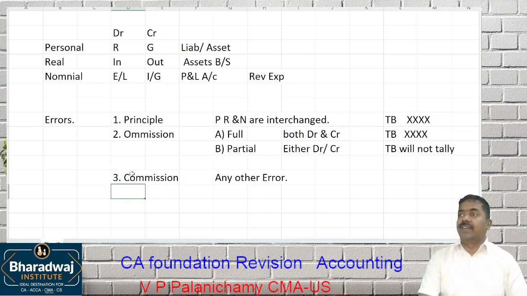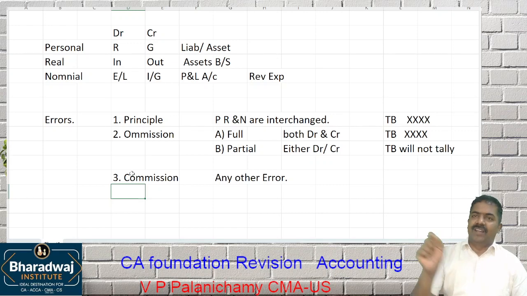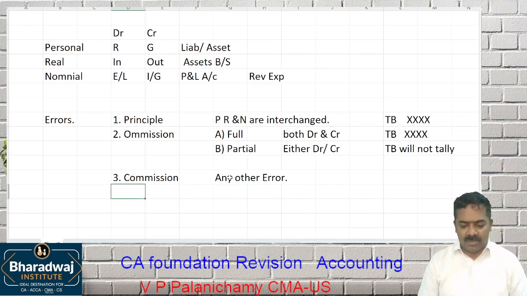They are all called clerical errors. Totaling it wrongly, posting in the wrong account, entering a wrong amount, entering on the wrong side, debiting in the wrong account, debiting in the wrong account but the correct side, debiting in the right account but the wrong side. So many things you make. So that is called which one?